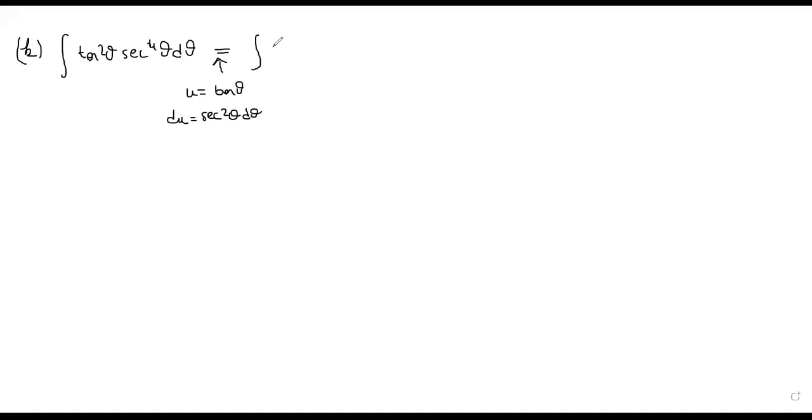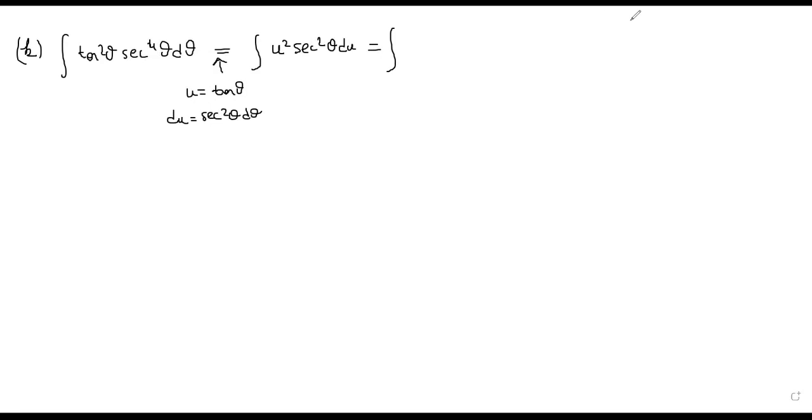It's equal to, u is equal to tangent theta, so we have u squared. Second, here we need to have some term like this, secant squared d theta. So this is equal to secant squared times secant squared d theta. So it's equal to secant squared times du, right?